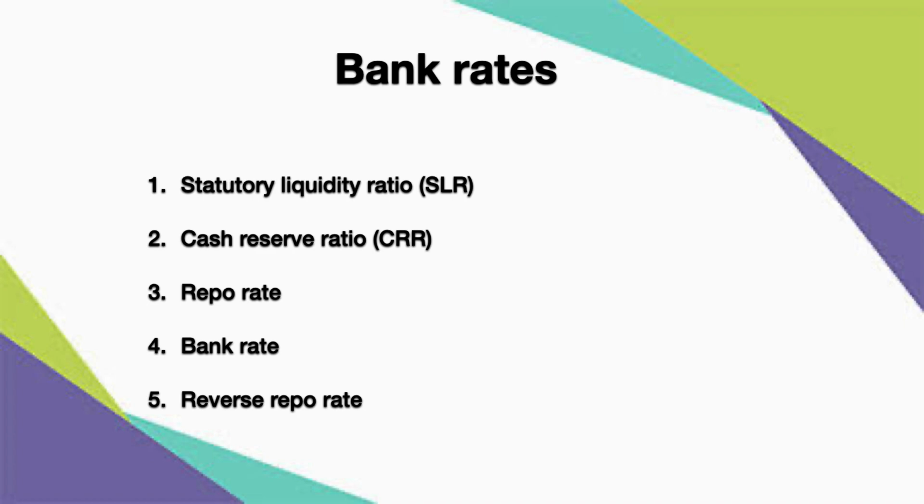So we're going to study these 5 different rates. First one, statutory liquidity ratio. Second, cash reserve ratio. I'm sure you would have heard these two ratios very frequently whenever the RBI is making a statement. Third, repo rate. Fourth, bank rate. And fifth one, reverse repo rate. All the 5 are equally important for the efficient functioning of a commercial bank.